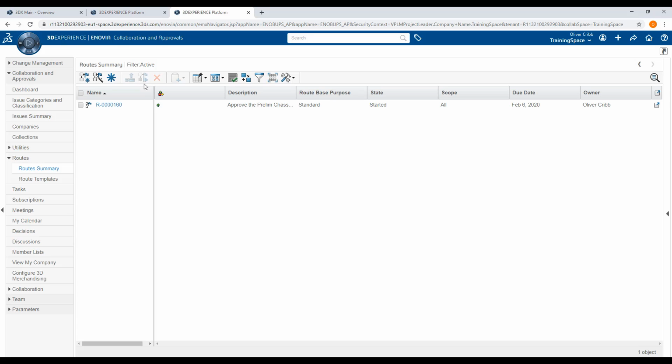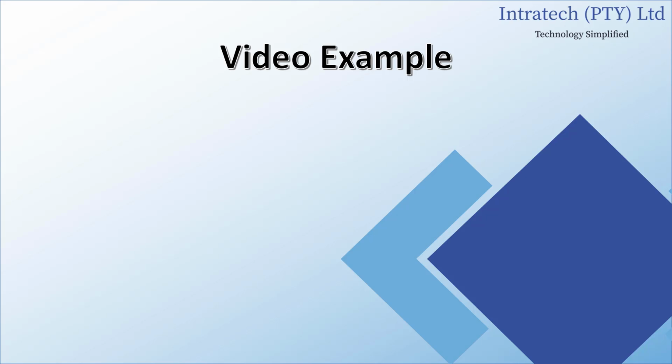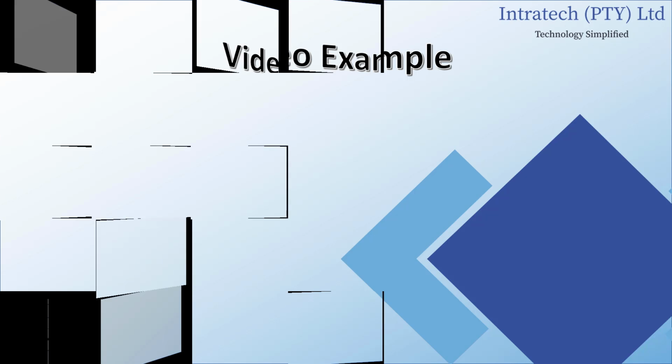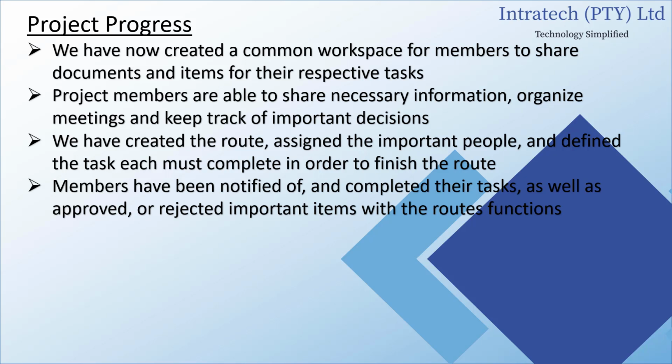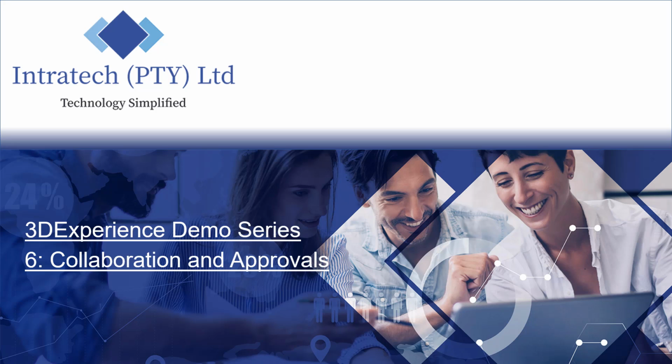With that, we are now finished with routes, and we'll go back to our presentation to finish off the video. In summary, we have created and assigned the route and route tasks, and members have completed their tasks with the Approve, Abstain, or Reject options. That will conclude the demo on the Collaboration and Approvals app.